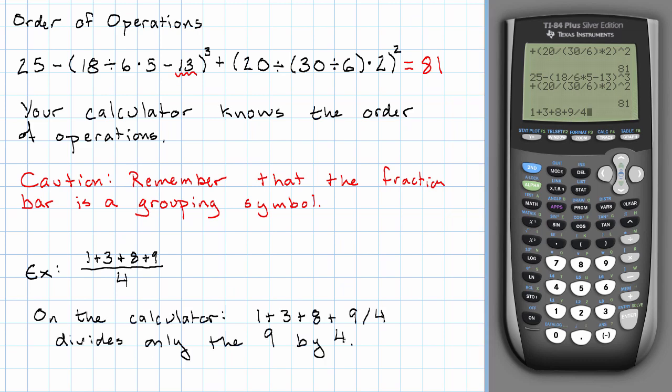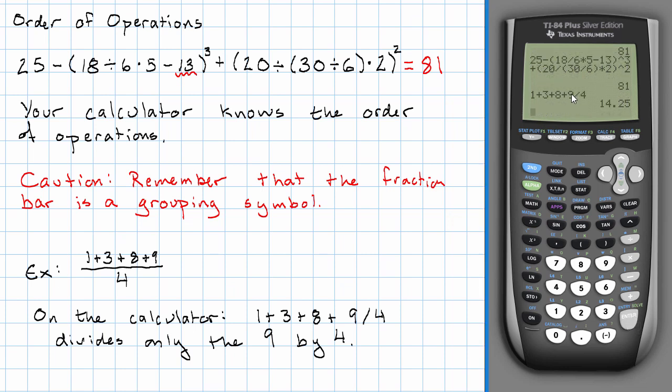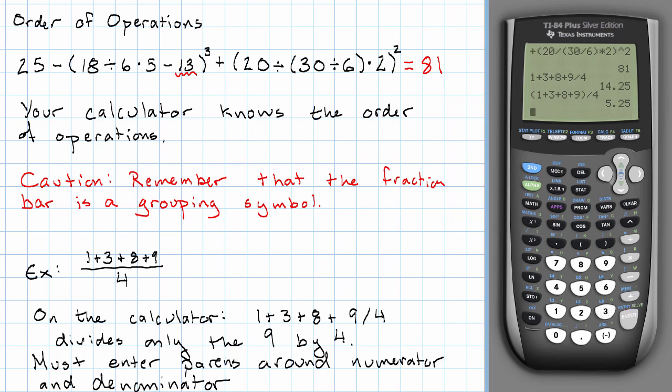If we want to have the entire 1 plus 3 plus 8 plus 9 divided by 4, we need to put them in parentheses. In this example, we didn't need to put any parentheses around the denominator because it just contained one number. If we had operations in the denominator as well, the denominator would also need to be in parentheses.